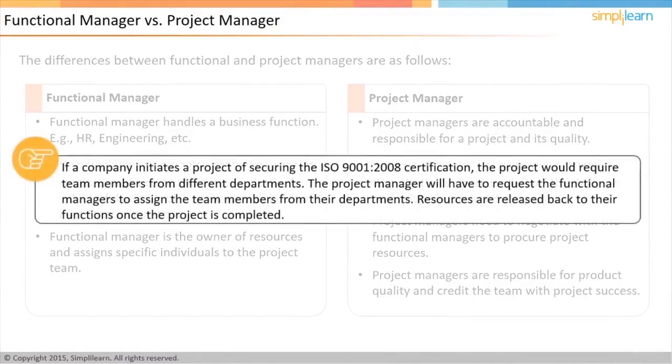The CEO of an organization initiates a new project to secure an ISO 9001-2008 certification for the company. Now this project would require team members from each of the company departments, and whoever is the project manager of this project will have to request the functional manager to assign one of their team members to the project. Resources assigned to the project go back to their respective departments once the project is completed. Let us now discuss the project human resource management processes in the next screen.